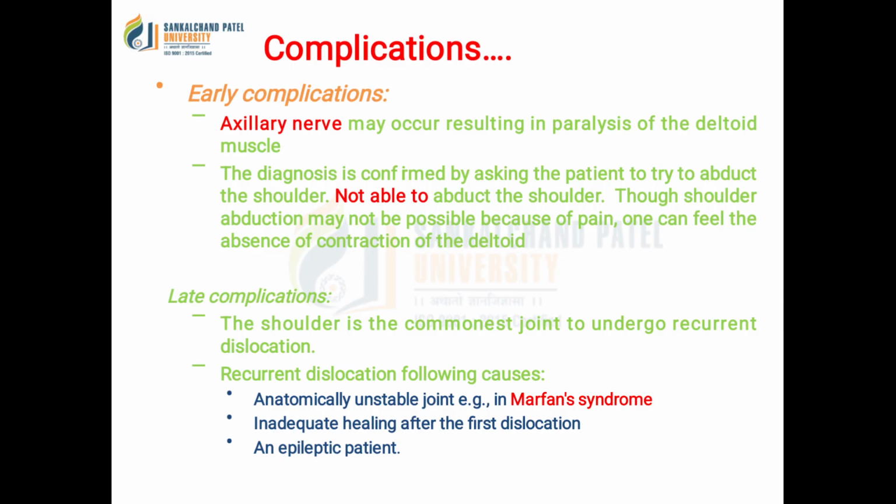Second is late complications. The shoulder is the commonest joint to undergo recurrent dislocation. Recurrent dislocation is caused by anatomical instability of the joint, for example Marfan syndrome, inadequate healing after the first dislocation, and an epileptic patient.